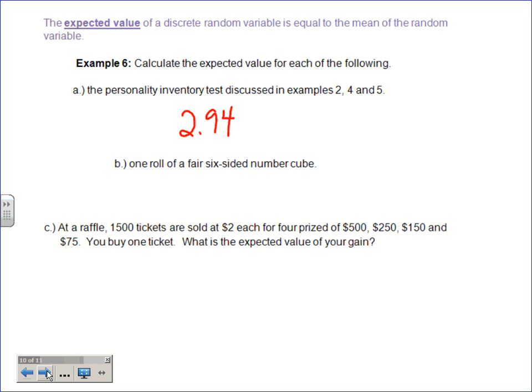What's the expected value? This is one that you might struggle with. It's not even a possibility. It is 3.5. How do you expect somebody to roll a 3.5 on a number cube?